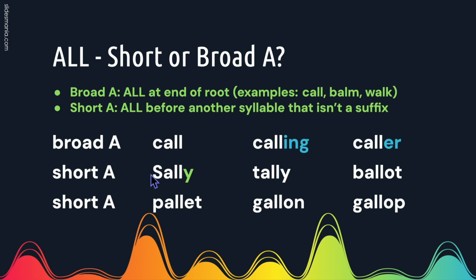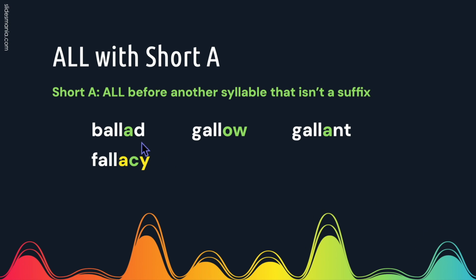Calling, caller. Here we have ALL followed by another syllable that is not a suffix. So we are going to try the short sound. In this case, we have a capital letter because this is the name Sally. Tally, ballot, palette, gallon, and gallop. If you have ALL before another syllable that isn't a suffix, it's going to use its short sound. Like in this word, this A will schwa to be a muffled sound, ballad.